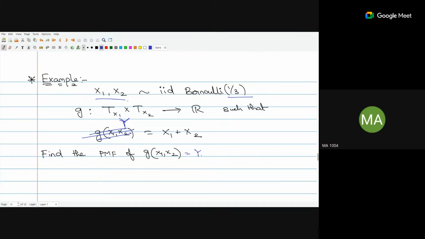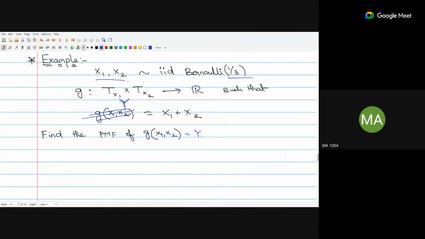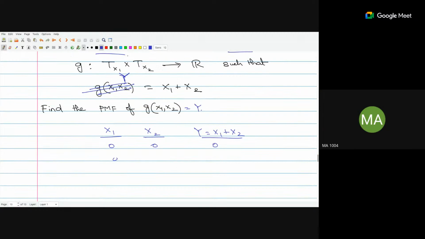So very simple, very straightforward. y is a function of x1 and x2. You can use multiple methods. You can use a table method here in order to get the PMF of y. So you write down x1, you write down x2, you write down y. Okay, so x1 can take 0, x2 can take 0. When x1, x2 take 0, y takes 0. Similarly 0, 1, 1, 0, you write down all the possible cases. 0, 1, the sum will be 1; 1, 0, the sum will be 1; 1, 1, the sum will be 2.